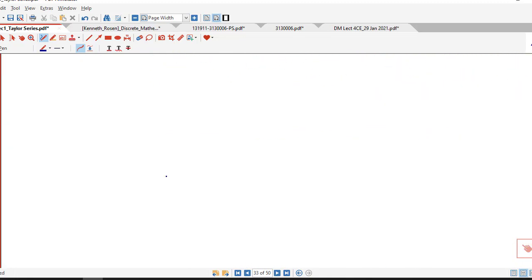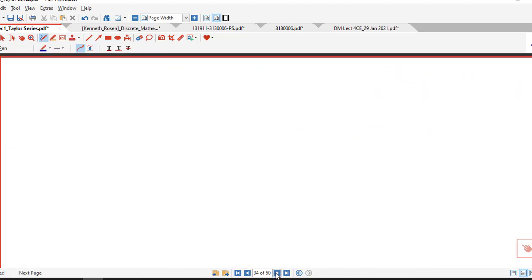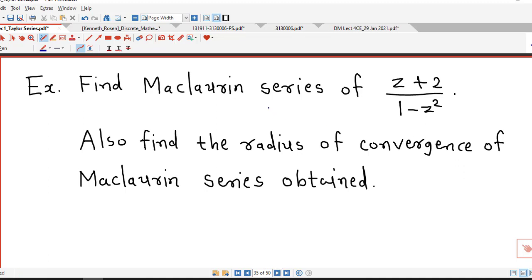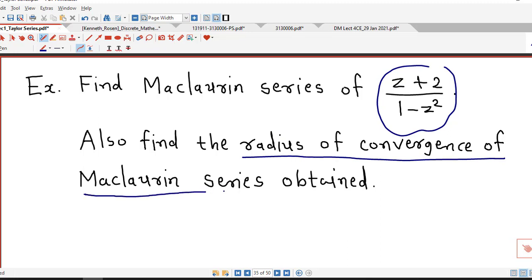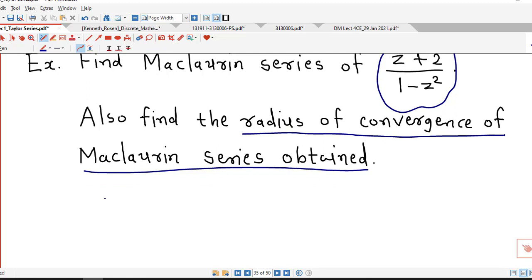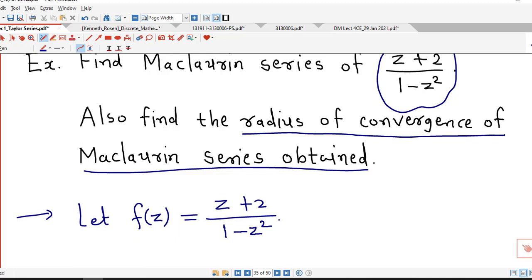So we consider one more example. Here we are asked to find out the Maclaurin series of (z plus 2) over (1 minus z squared), and also we are asked to write down the radius of convergence of the Maclaurin series which we will obtain. So first we write down the given function, f of z is nothing but (z plus 2) over (1 minus z squared).